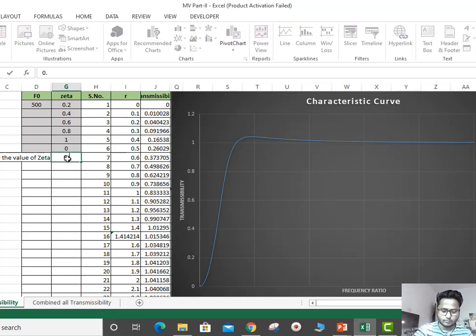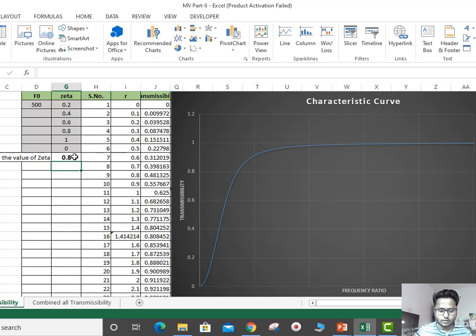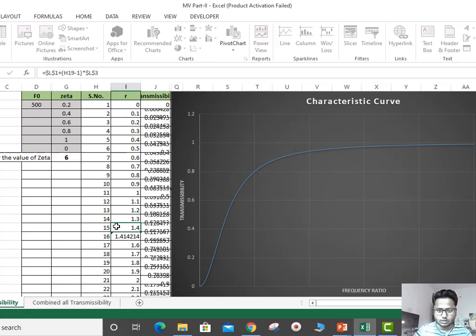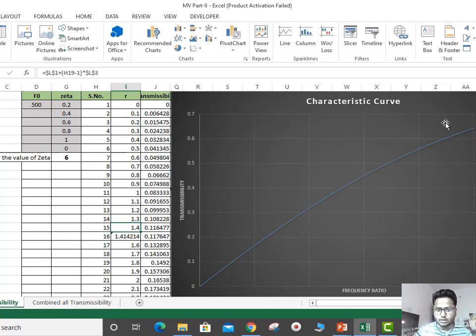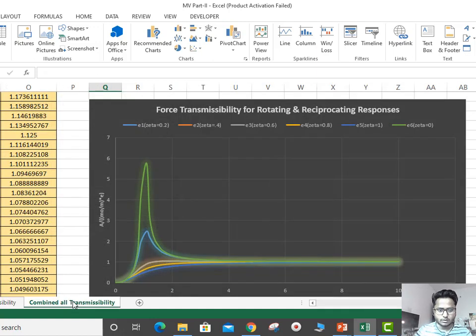Now 0.8 is different, at 1 it is different. If we increase it up to 6, this is different, this is going to be straight, but it is tending towards unity. So we can see that every curve will be unity after a certain value of r, the value of transmissibility will be unity. So the combined transmissibility curves are like this.